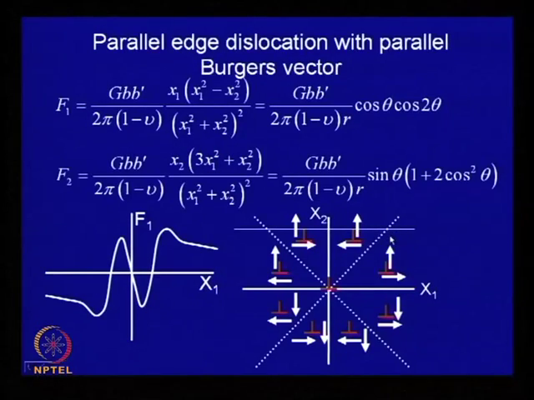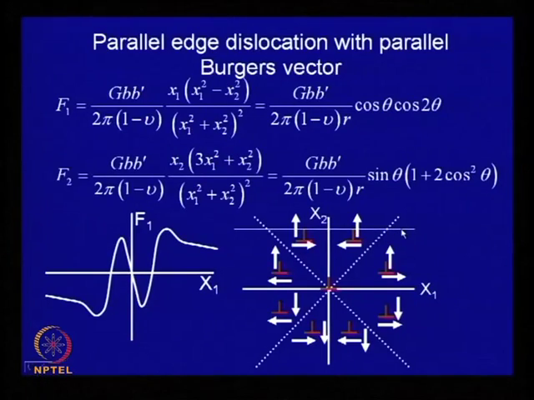So, it is repelling. It is not like a screw dislocation, where the nature of the force can change from repulsion to attraction, even if they have similar character. Even if they have similar character, they can change over from a repulsive force to an attractive force, depending on where these dislocations are located. So, here this is a position of equilibrium.